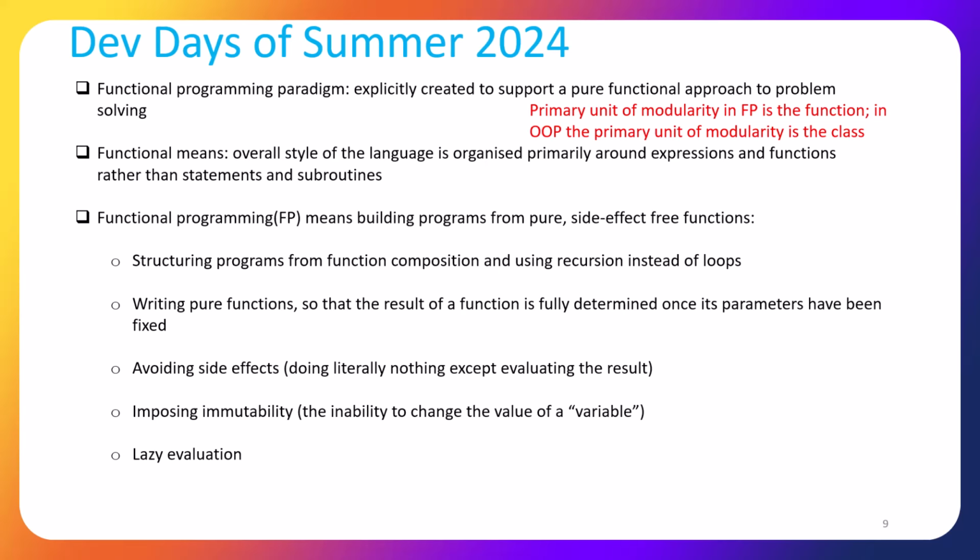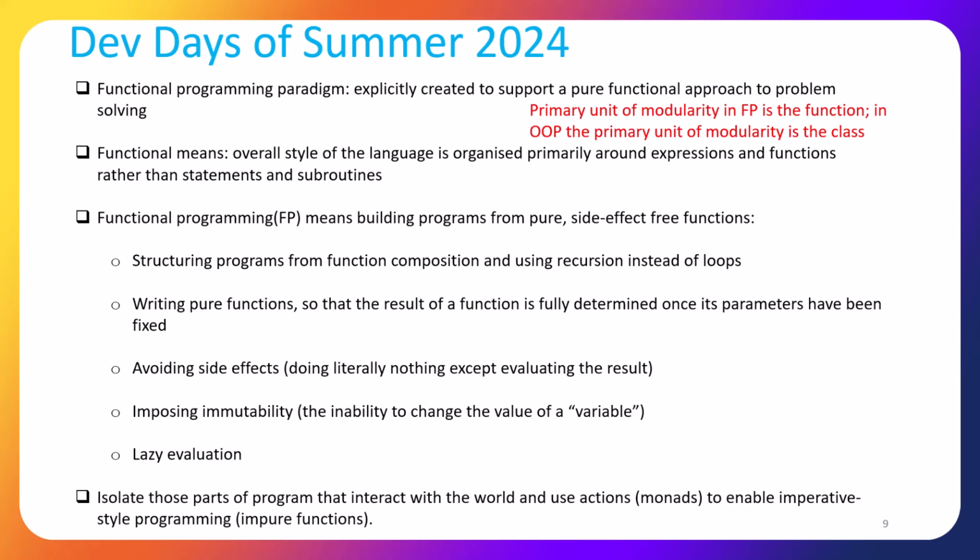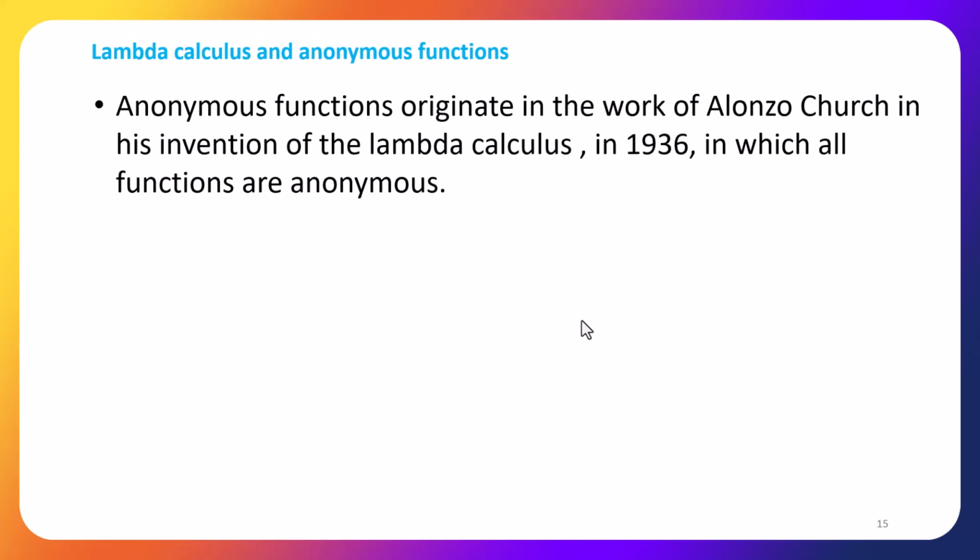And I'll demonstrate this in Haskell, which is one of the languages which does. Haskell is a pure functional programming language. It is the standard because variations on a theme proliferated in the functional programming world until about, I can't remember, it was 1998. And it was decided to organise a conference to decide on a standard, and the standard which emerged became the Haskell programming language. Isolate those parts of the program that interact with the world and use actions or monads to enable imperative style programming in pure functions.